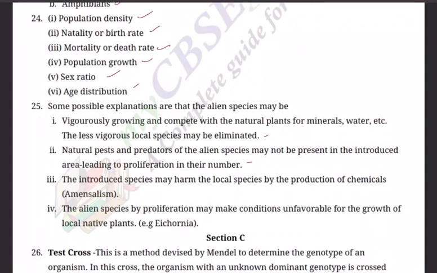Third, the introduced species may harm the local species by the production of chemicals. It's called amensalism. Next, the alien species by proliferation may make conditions unfavorable for the growth of local native plants, like Eichhornia, for example. So this is how, whenever there is an introduction of alien species, the local species would be facing a threat. So this is how you need to answer section B, and in our next session we will answer section C.